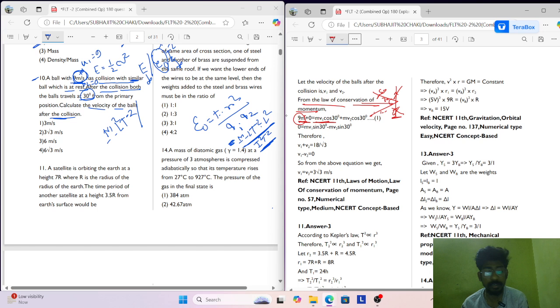For the second case, let the velocity of the first ball be v1 and for the second ball be v2. The m will cancel out. What will be remaining? 9 will be equal to cos 30, which is root 3 by 2, times v1 plus v2. So 18 by root 3, that means 6 root 3, equals v1 plus v2.